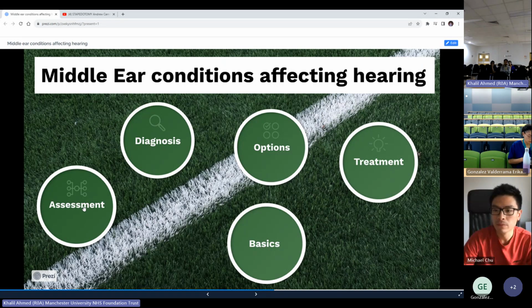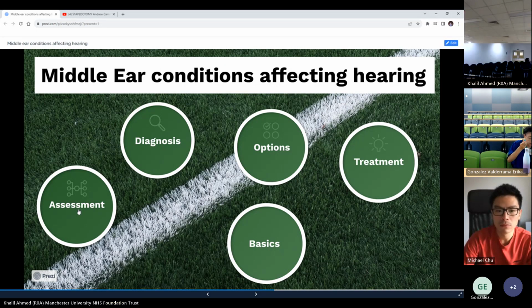Good one for you, Bex, as well, because you see them too. Becky's our advanced nurse practitioner, I think. In training. Brackets, in training.